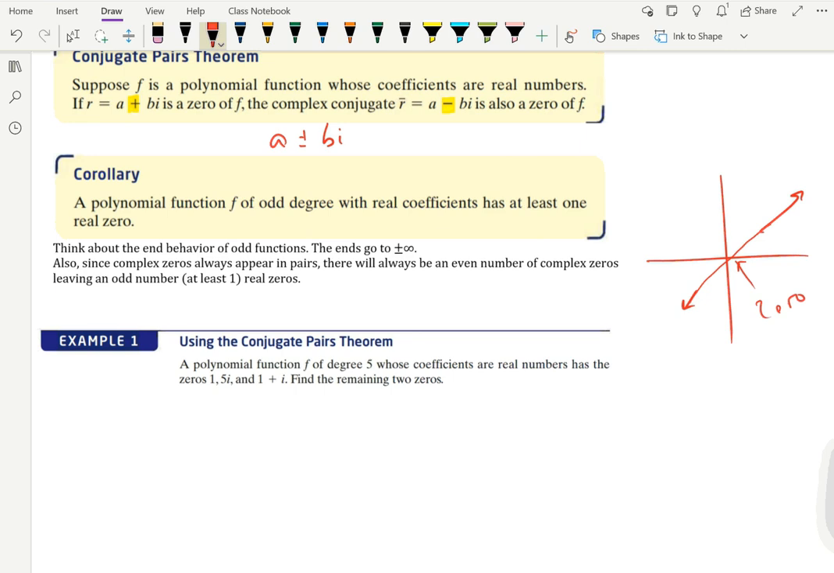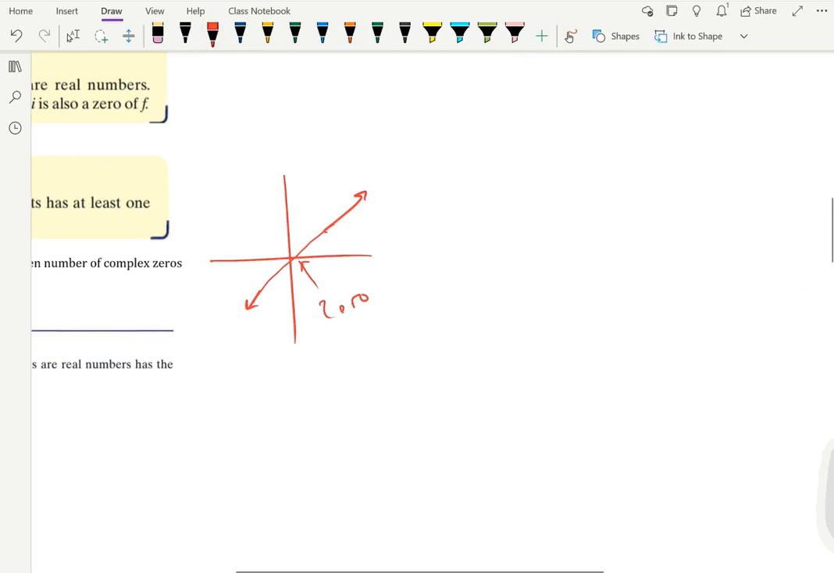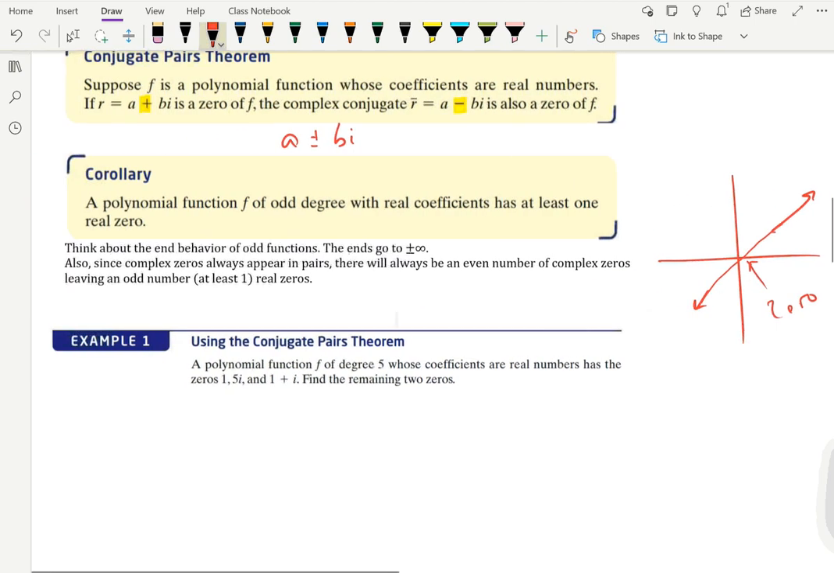We may end up with more, but we always must have at least one if we're an odd function, because we have to go from negative infinity to positive infinity. Now, if I have an odd function that's going the other direction, maybe it starts at positive infinity and goes down to negative infinity, same idea. I could have some other terms in here, do some other funky stuff along the way, but overall, I still have to end up crossing the x-axis somewhere, at least one spot. And so that gives me at least one real zero. That is the corollary to the conjugate pairs theorem.